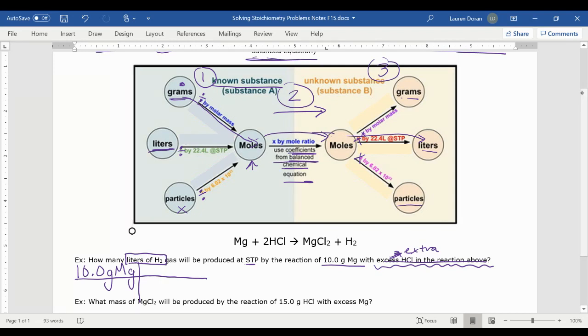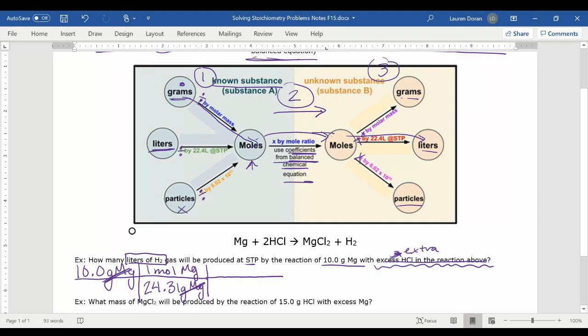In order to do that, I need to divide by the molar mass. The molar mass, remember, comes from the periodic table. So I'm going to find magnesium on the periodic table, and it has a mass of 24.31 grams of Mg, and that is equivalent to 1 mole of Mg. Remember, every conversion factor on a dimensional analysis problem is a ratio, right? So 24.31 grams of magnesium per every 1 mole. I set it up that way so grams and grams cancel. So step one is done.